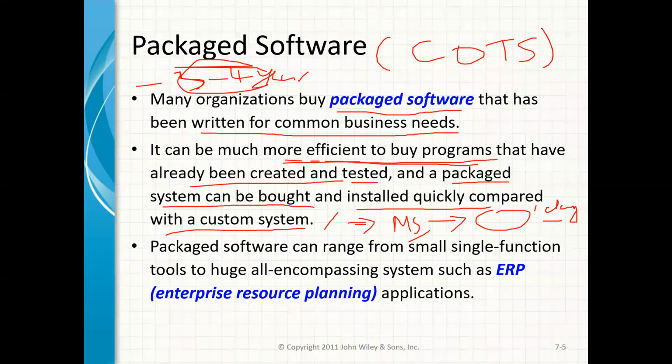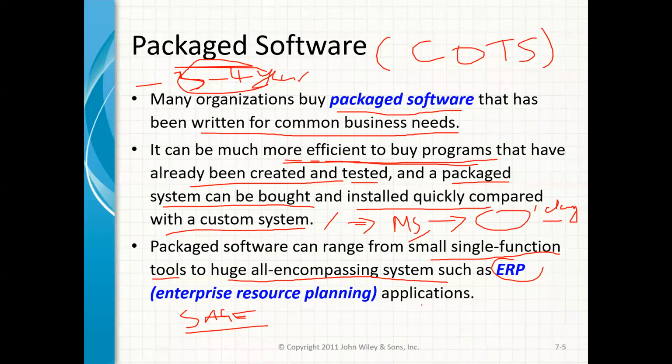Also, packaged software can range from a small single function tool. When you talk about a small single function tool, a small system, like stock management or attendance management, those are small systems. But it can also be a huge or bigger system that we call ERP, Enterprise Resource Planning. If you work with some institutions, you will hear people talking about things like SAP. This is one of the examples. Those are systems which have so many modules and they can serve the entire organization.